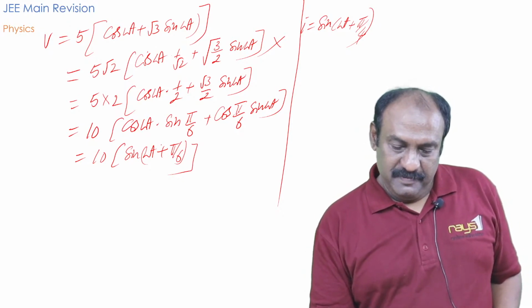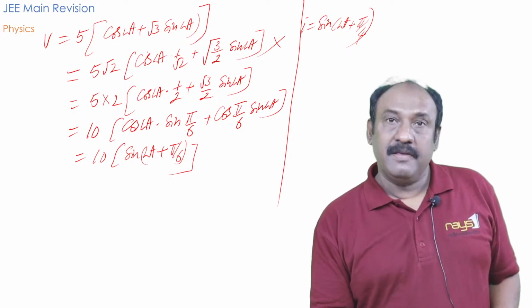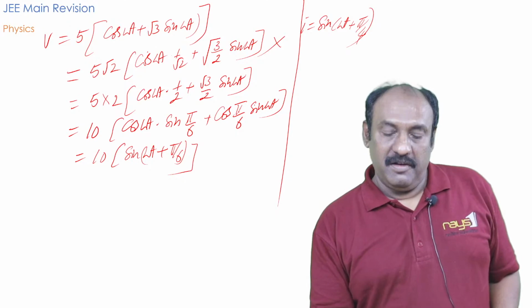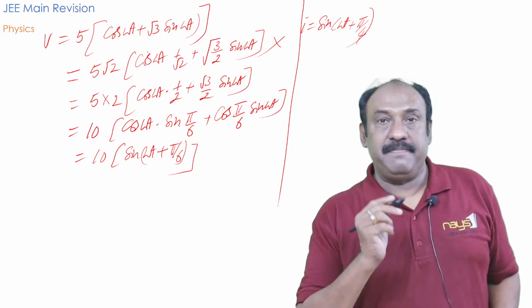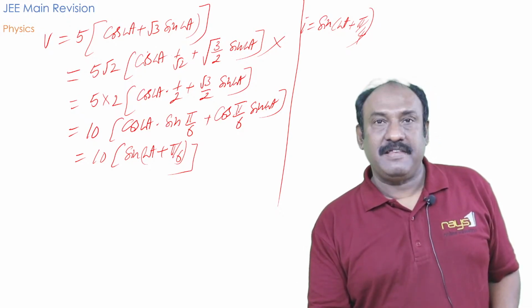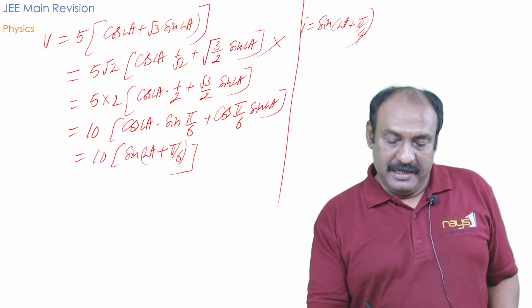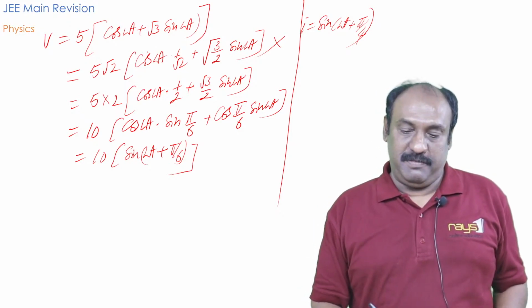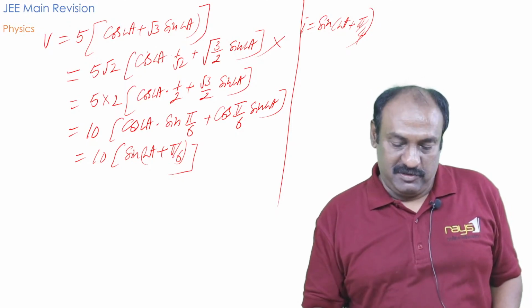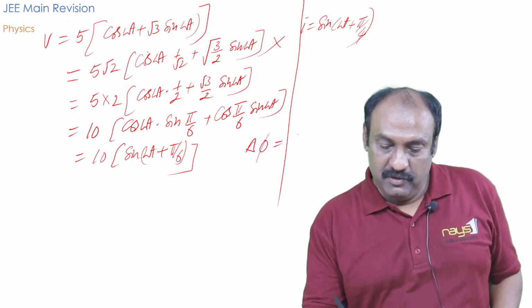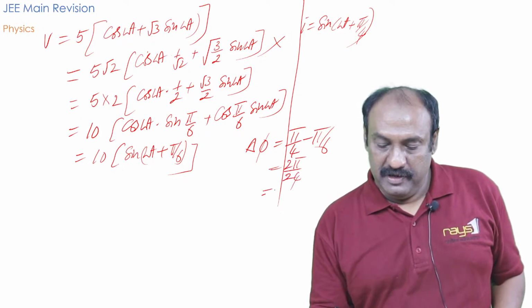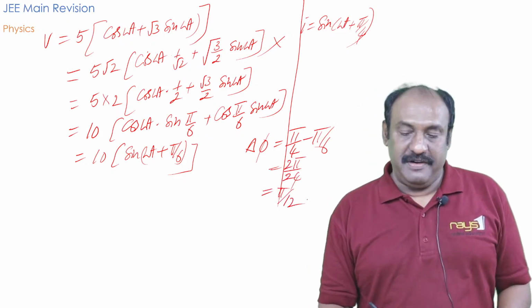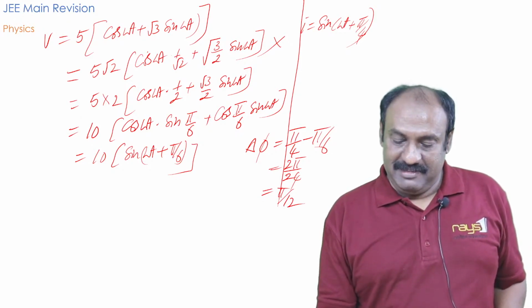Therefore here it is sin omega t cos b, sin a cos b plus cos a sin b. So it is in the form of sin of a plus b, omega t plus pi by 6. So 10 into sin of omega t plus pi by 6. What we want is the phase difference between these two. Delta phi is equal to pi by 4 minus pi by 6. So 6 pi minus 4 pi, 2 pi by 24, that equals pi by 12. So the phase difference between the current and voltage is pi by 12.